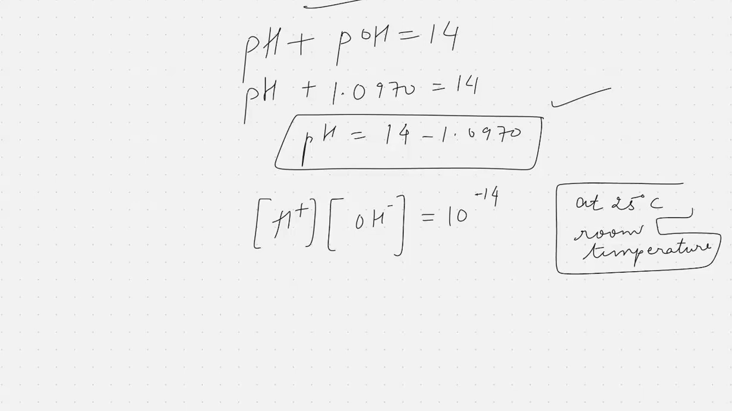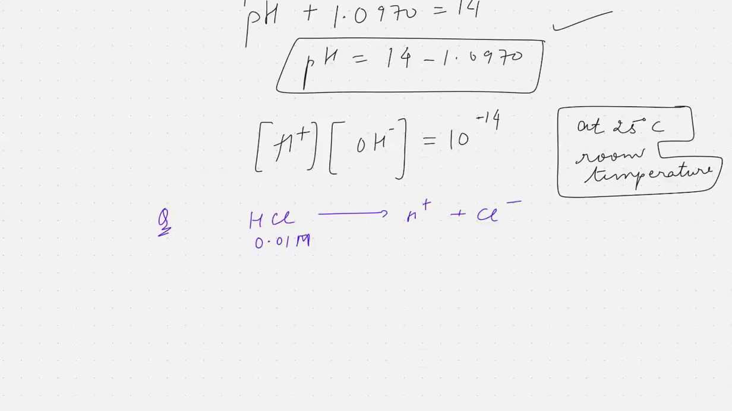So you understand what is happening. Let's say I give you a question that I have HCl acid and I have 0.01 molar of HCl. So you know it's a strong acid. So it breaks down to give me H plus and Cl negative. One molecule breaks down to give me one H plus, which is going to give me 0.01 molar H plus.